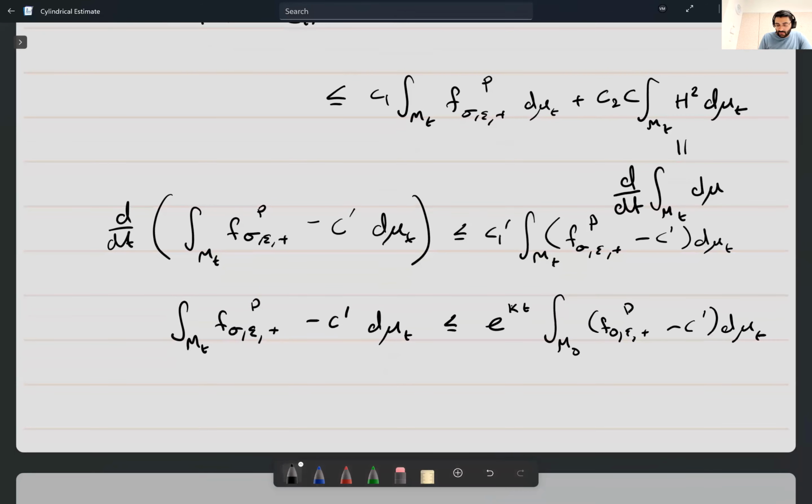But I know that e to the kt is bounded by e to the k times the maximal time slice, so the maximum time, which is finite. So then I get c dash dash. The whole thing is bounded by some constant.